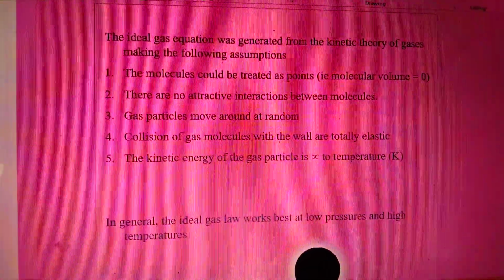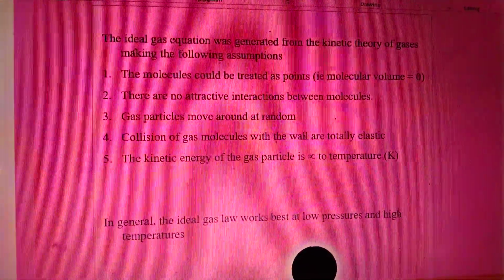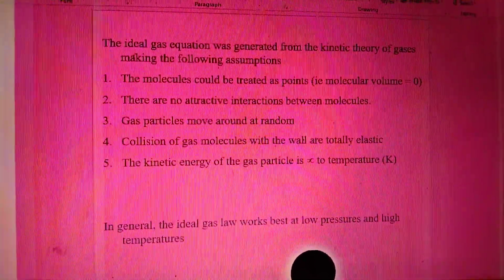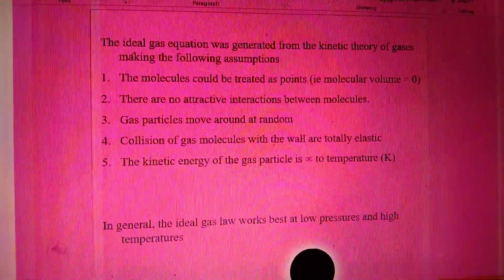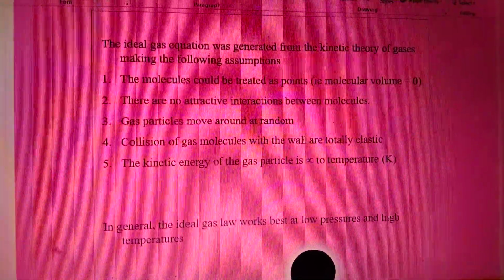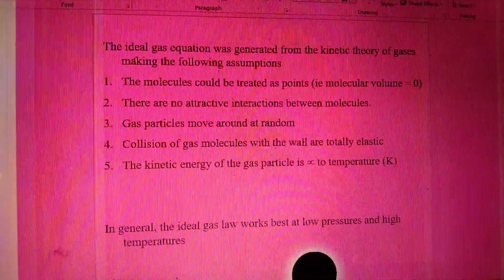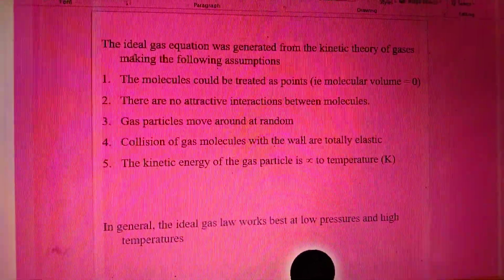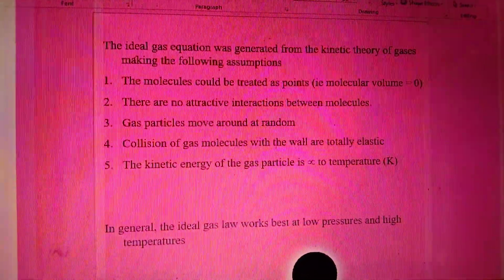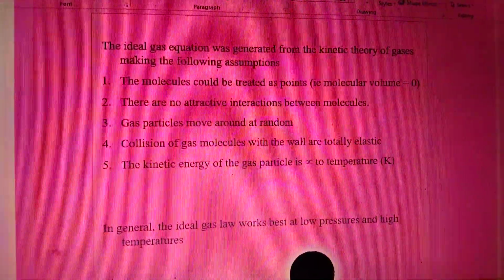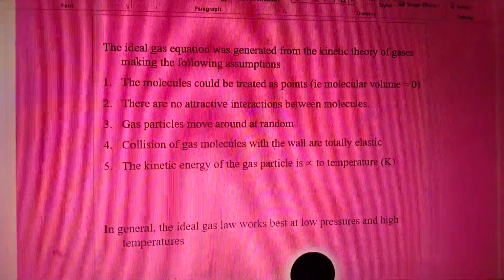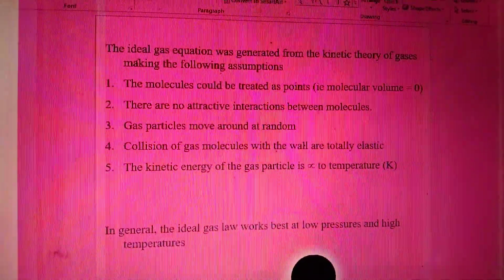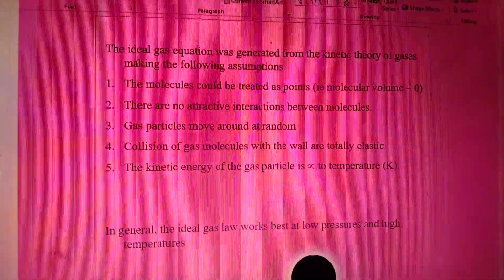The ideal gas equation was generated from the kinetic theory of gases, making the following assumptions. 1. The molecules can be treated as points. 2. There are no attractive interactions between molecules. 3. Gas particles move around at random. 4. Collisions of gas molecules with the wall are totally elastic. 5. The kinetic energy of gas particles is proportional to temperature. In general, the ideal gas law works best at high temperature and low pressure.